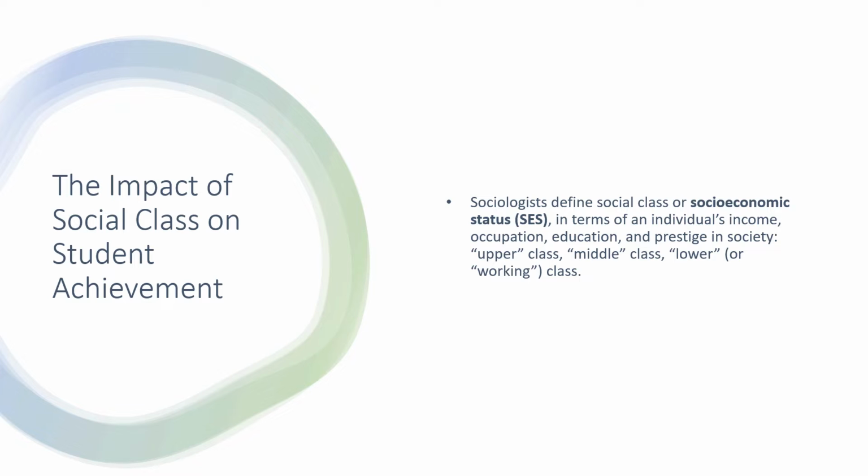First, let's discuss socioeconomic status and discuss the impact of social class on student achievement. What does SES or socioeconomic status refer to? Usually it refers to an individual's income, their occupation, their education, and their prestige in society. If we say someone is from an upper SES, it means generally they make a lot of money, they have a college education, they have a white-collar job, and they have some prestige in society.